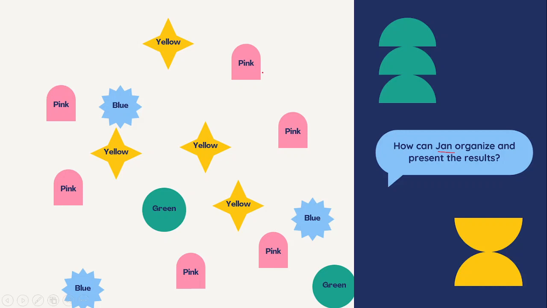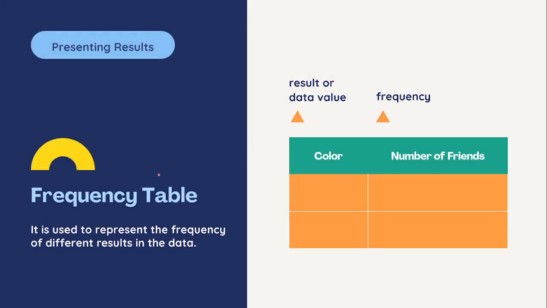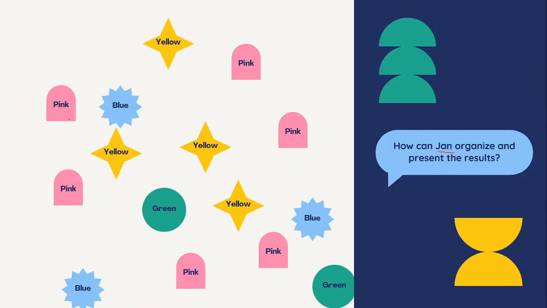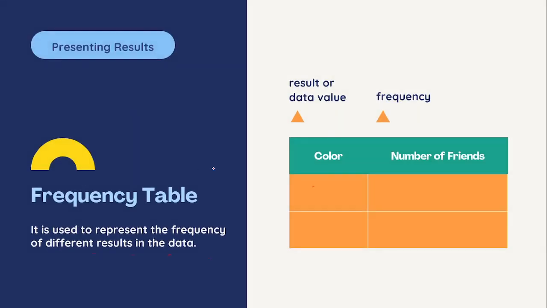Okay, so first of all we'll arrange it into a frequency table. It is used to represent the frequency of different results of the data. So here we will write the colors like what we have seen in the last slide: pink, blue, yellow, green. Like that we will arrange the colors here, and then how many times each and every color is coming, we will write that. Okay, so let's write.